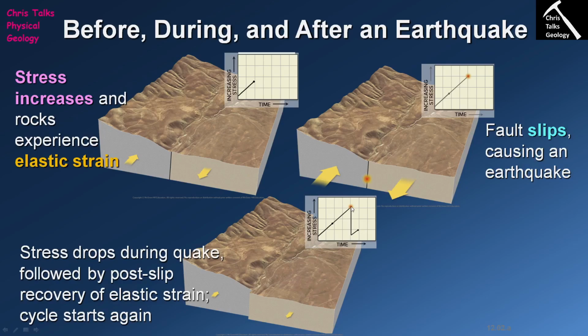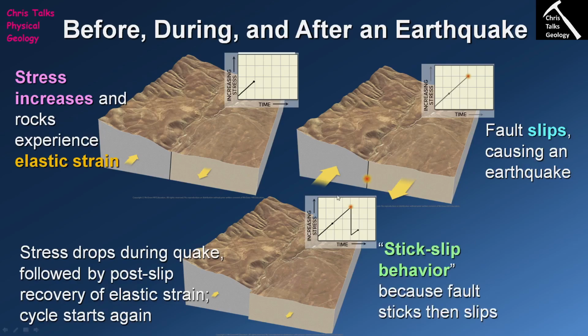And this can occur over a very large range of timescales. Some faults will produce earthquakes every few years, and some faults won't move over periods of thousands or hundreds of thousands of years. So it can sometimes take a very long time for the amount of stress to build up to a level where friction is overcome.